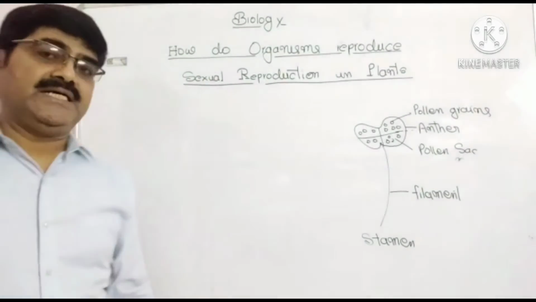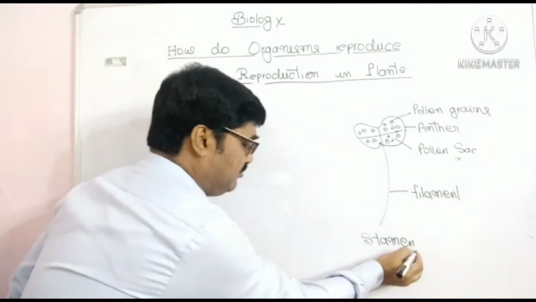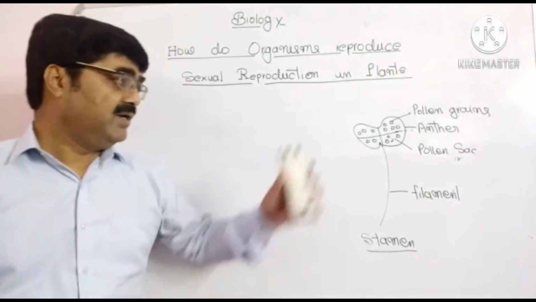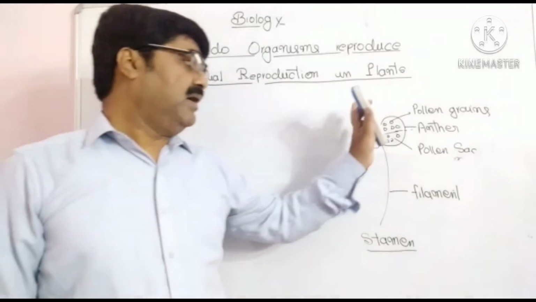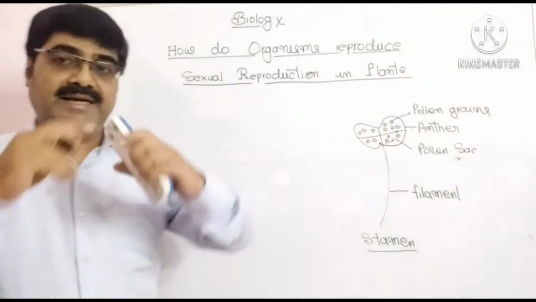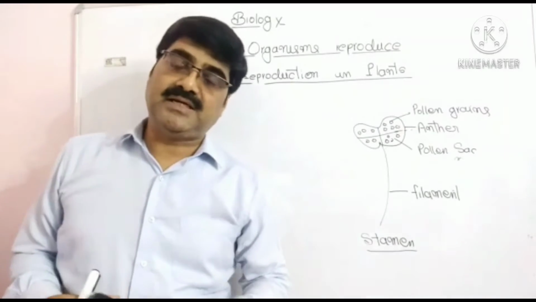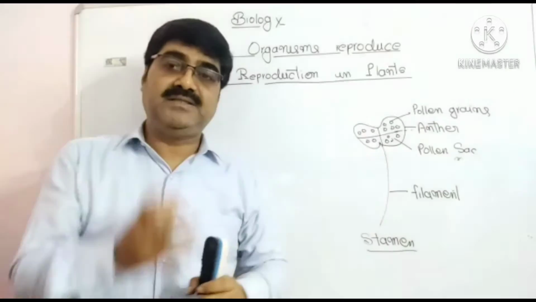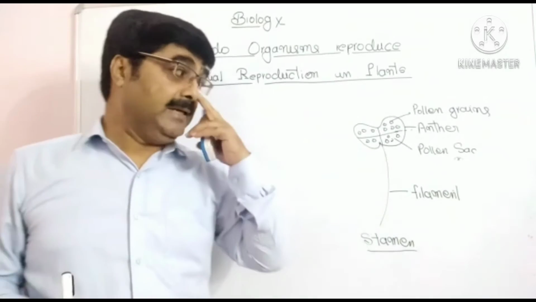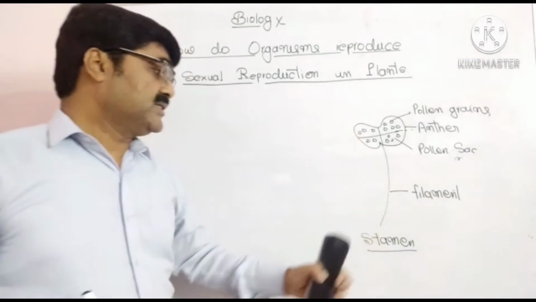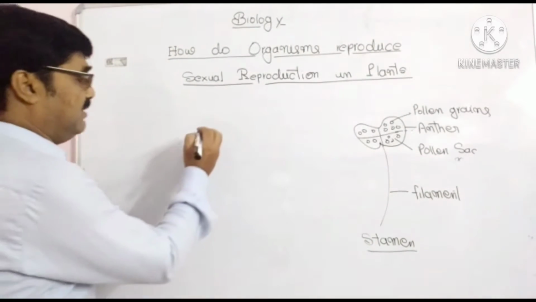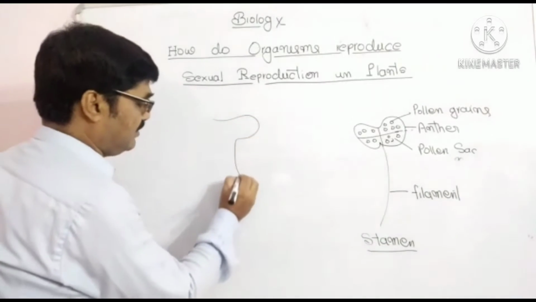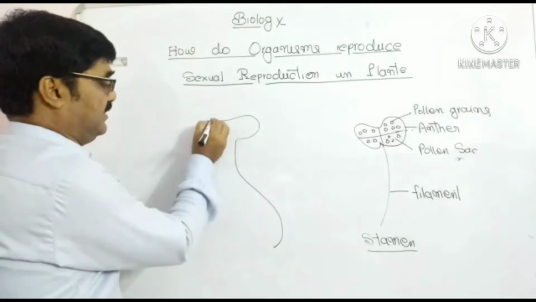Okay, so this is the stamen. Stamen is the unit of the androecium, that is the male reproductive part of the flower, and it is made up of 2 parts. Upper part is called anther. Anther has a number of chambers which are called pollen sacs, and pollen sacs are filled with pollen grains. And its stalk is called filament. Now, the female reproductive part, that is called the gynoecium.